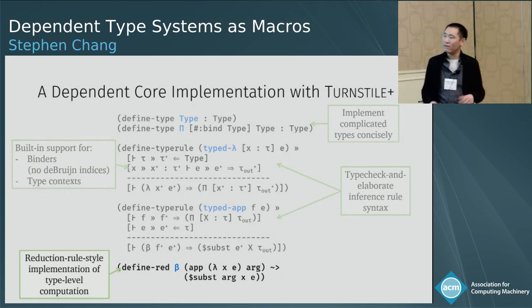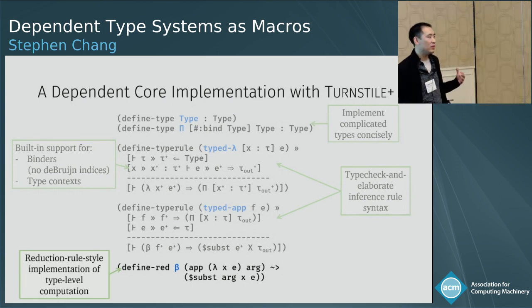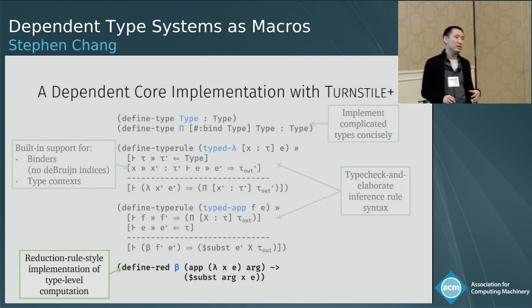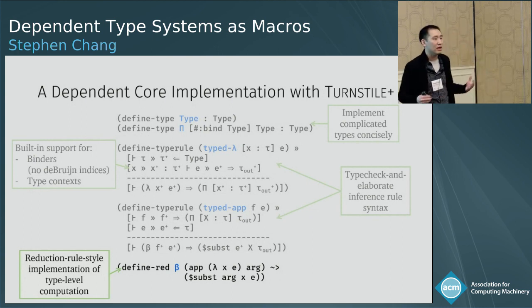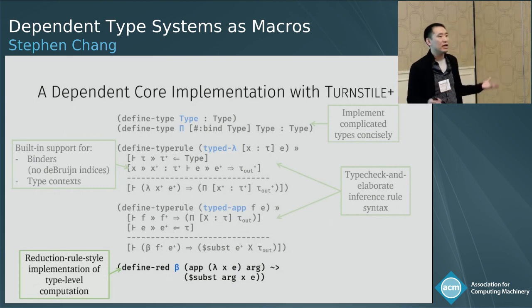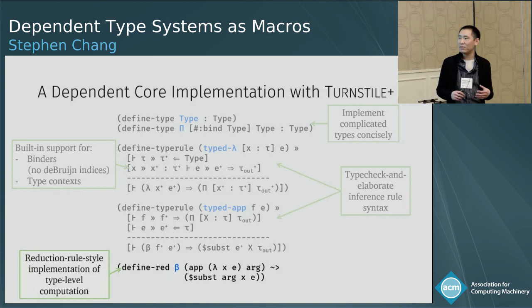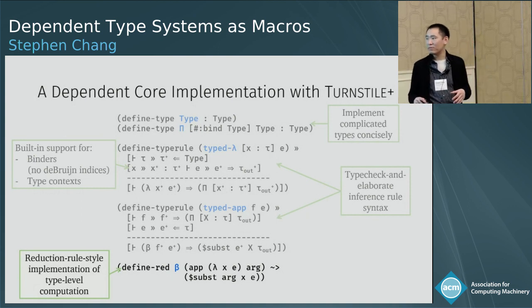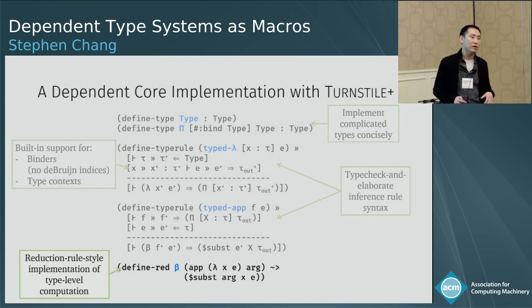And finally, for this example, programmers can implement type-level computation by writing reduction rules like beta here, that again is very similar to what you would write on paper and pencil. And Turnstile Plus then takes these equivalences and uses them during type normalization before it compares types for equality.